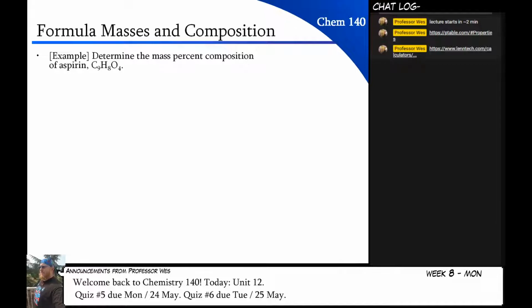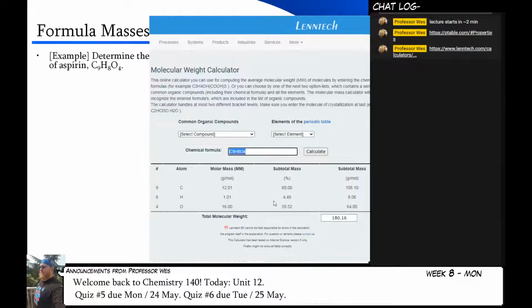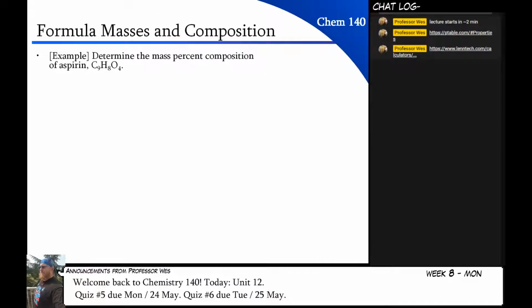All right, so figuring out the mass percent composition of aspirin becomes really trivial. We could just type it into Lentech. So here we are. Aspirin is C9H8O4. So there's my mass percentage. 60% carbon, 4.48% hydrogen, 35.52% oxygen. Yeah, no big deal, right? We can do that no problem using Lentech.